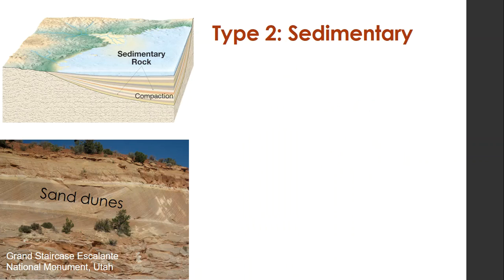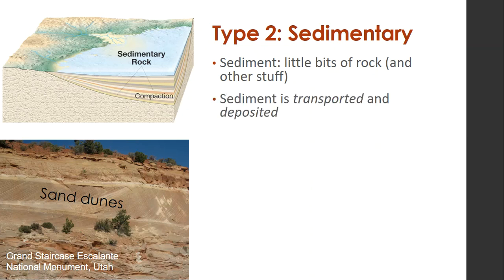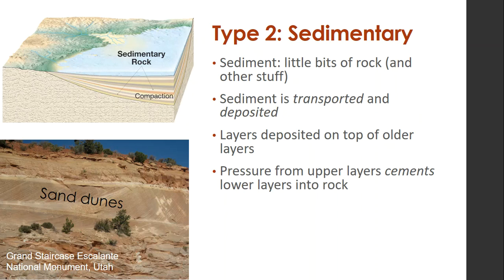The next type of rock is sedimentary rock. That's when sediment, or little bits of rock and some other stuff, gets transported and deposited to a place, usually by water, but it can also be by wind. Layers are deposited on top of older layers. And so you see here at the end of a river and a lake bed, you're going to get this sediment that continually piles up on each other and then is compacted. And then the pressure from the upper layers cements the lower layers into rock.